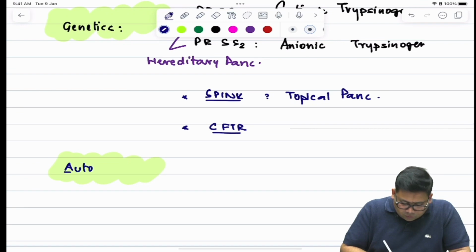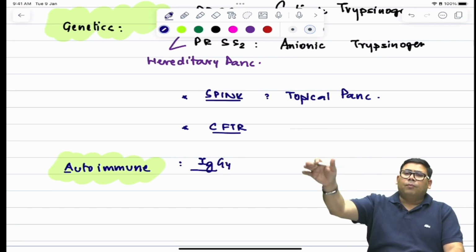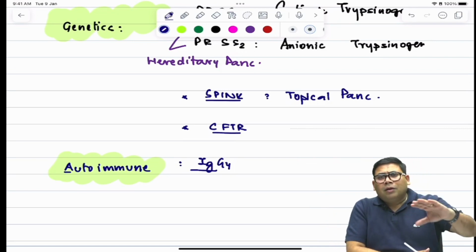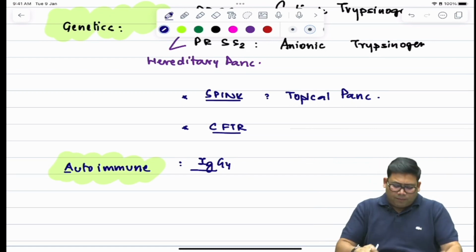So A stands for autoimmune causes. So IgG4 type of pancreatitis. You should know that IgG4 is of two types. Type 1 is associated with pancreatic and peripancreatic, or different organs are involved. When we talk about type 2, it is only involving the pancreas.